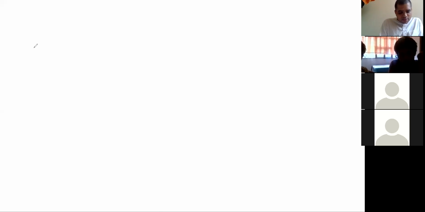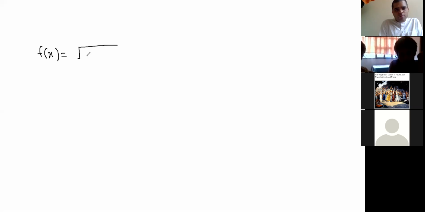Now you have to find the domain of this function. This function is given as f(x) = fourth root of (4 minus x) plus 1 upon square root of (x square minus 1).